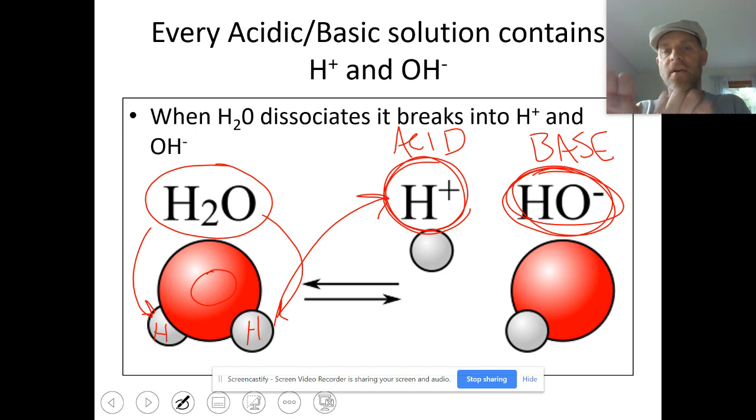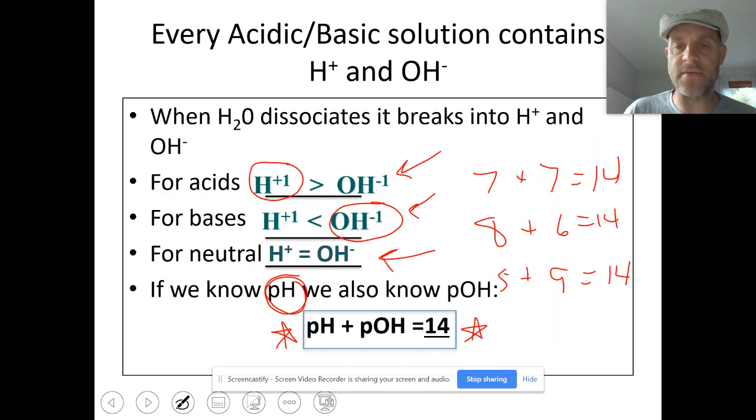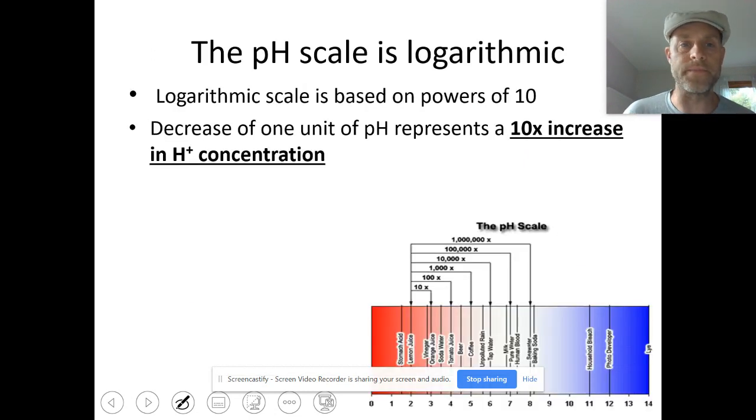that's what starts this sway in one direction. If I get more H's, I get an acid. If I get more OH's, I get a base. And that's what this power of hydrogen, this pH or pOH, shows you.